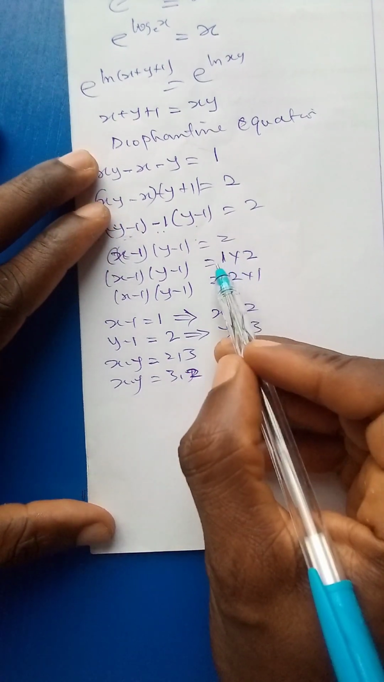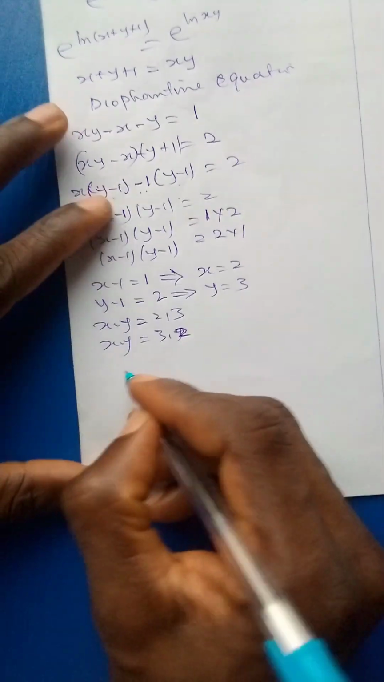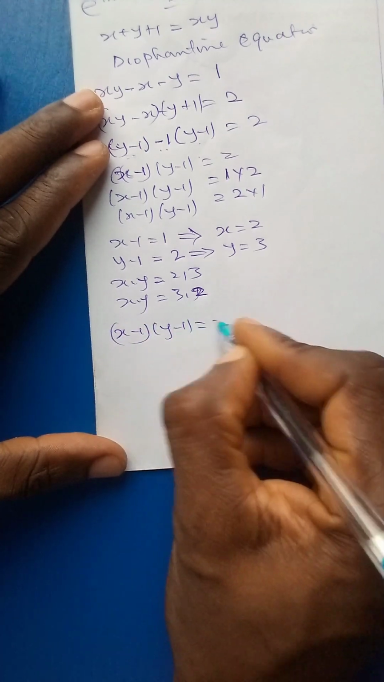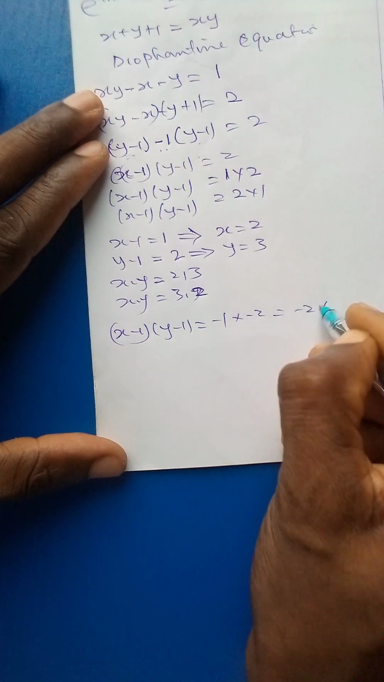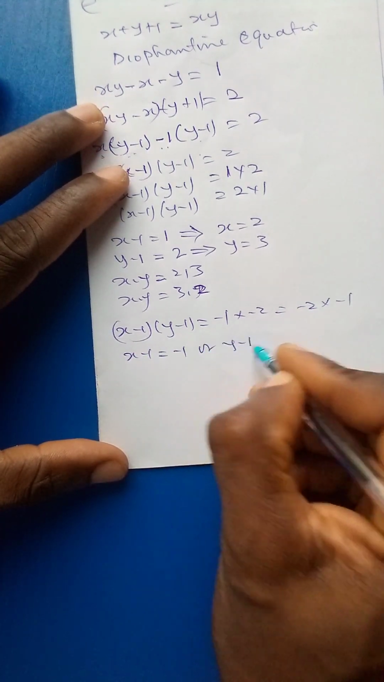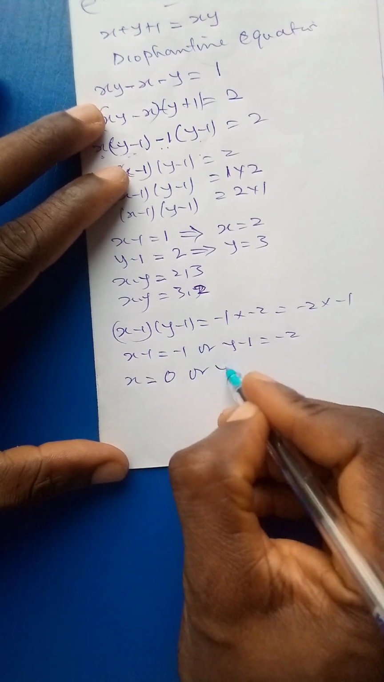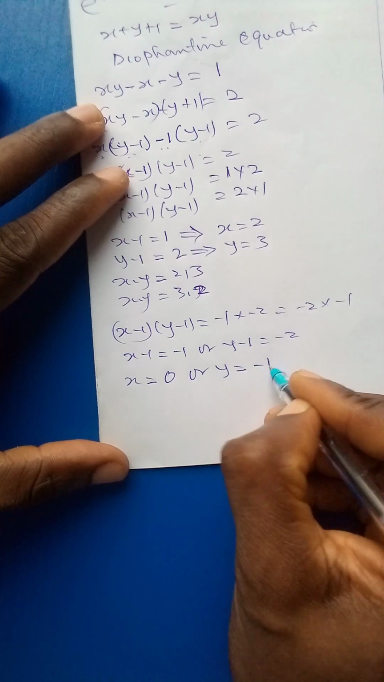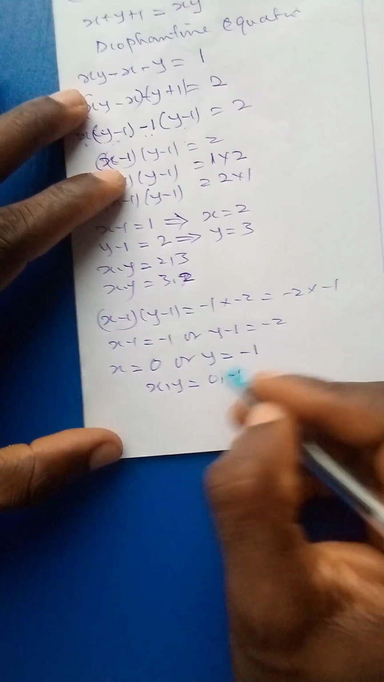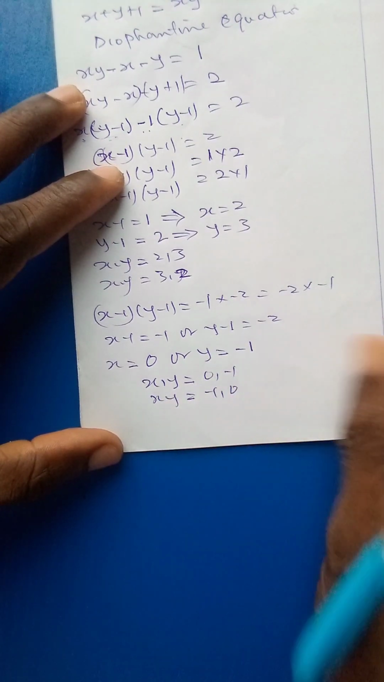I can also rewrite this product 2 as minus 1 times minus 2. So that becomes (x - 1)(y - 1) = (-1)(-2), or (-2)(-1). If that is the case, x - 1 is equal to minus 1, or y - 1 is equal to minus 2, and x equals 0 when I move this one here, or y is equal to minus 1. So x comma y in this case is 0 comma minus 1. I can also switch the numbers. x comma y can also be written as minus 1 comma 0.